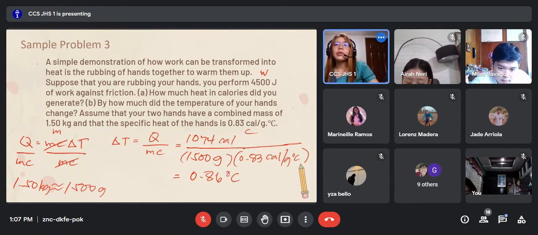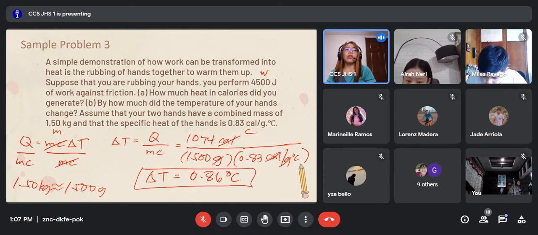Okay. Cancel out calorie, cancel out grams. So the remaining unit is degree Celsius. So our change in temperature is 0.86 degrees Celsius. Okay, that is our final answer. So kindly screenshot.